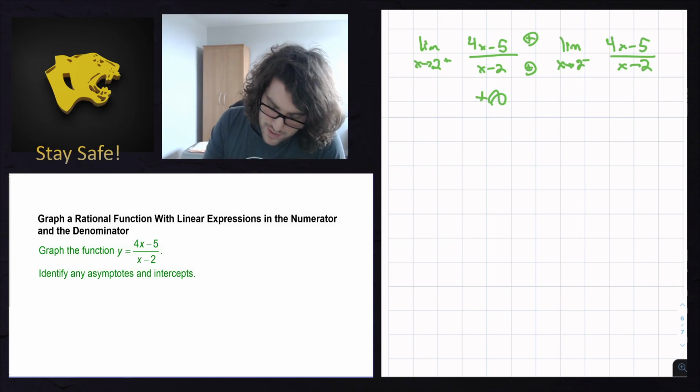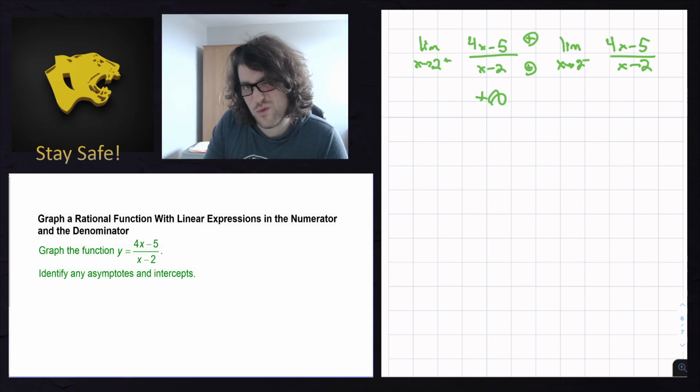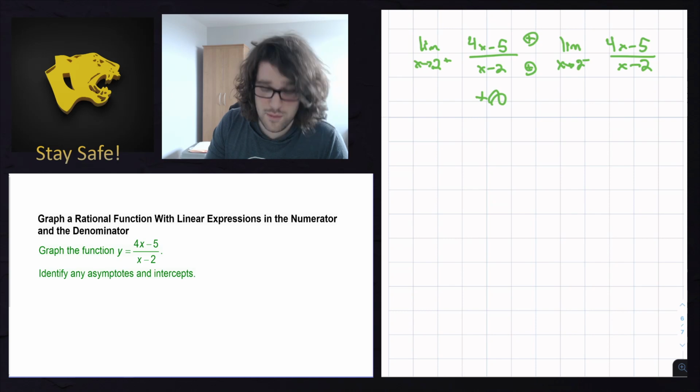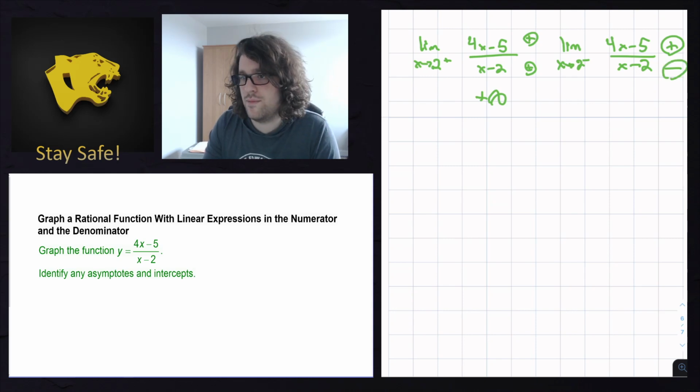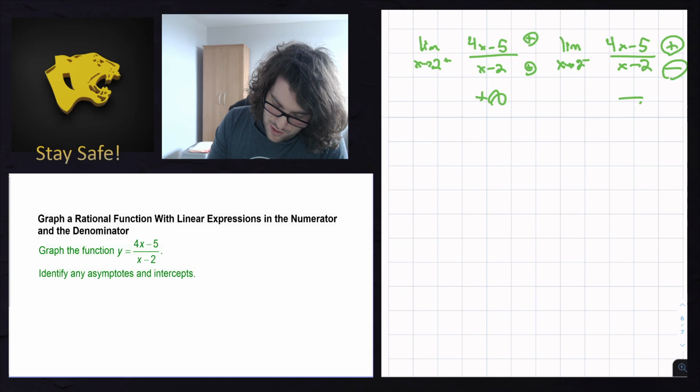And then for the other one, I'm going to have things like 1.99999. So still going to be positive up top. It's going to be pretty close to 3 positive. And then down bottom, I am going to have a negative that is divided by. So because of that, this is going to approach negative infinity.